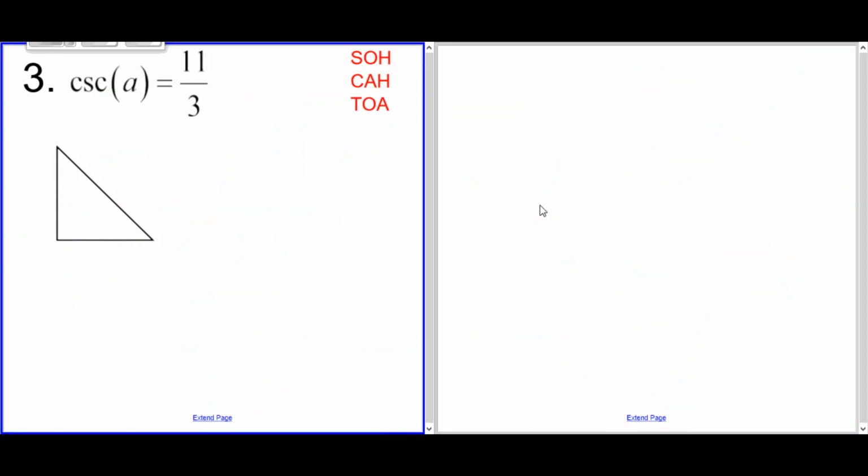Number 3, the cosecant of A is 11 over 3. So I have SOHCAHTOA written here for us. Remember, cosecant is related to sine. So it's the reciprocal of sine. So if sine is opposite over hypotenuse, then that means cosecant is hypotenuse over opposite. So it's h divided by o. So from here, what I want you to do is try to find the missing side in the triangle and then use that information to find the 5 additional trig functions. So pause the video and give it a try. When you unpause it, I'll have a solution here for you.